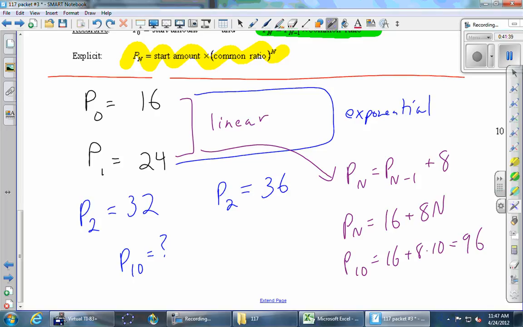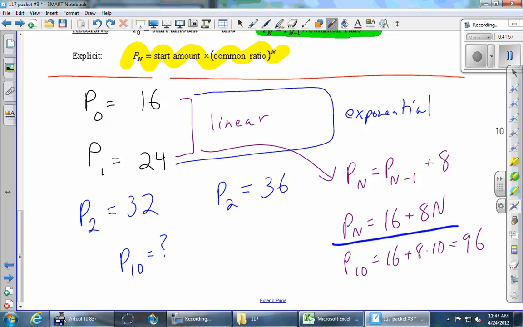In fact, remember I had said our brains just aren't really wired to deal with exponential. I gave you two numbers. Almost everybody in the room said, oh, every time we gain by 8. That's a linear thing. But very few people thought about it as multiplying 16 by something to get 24. We'll do that in a second.